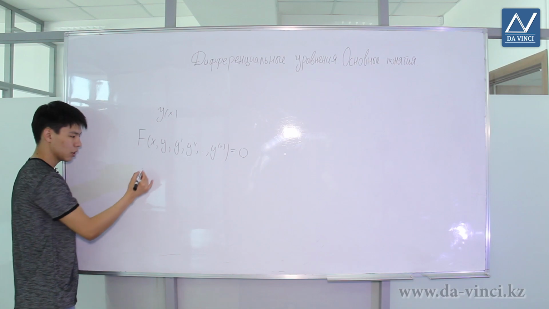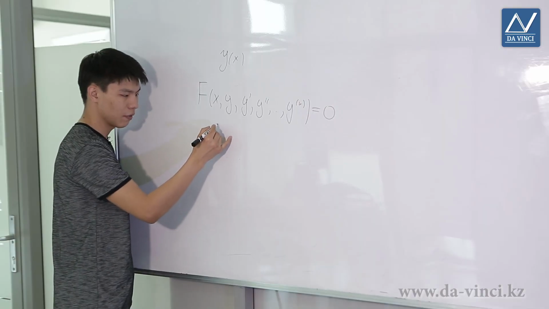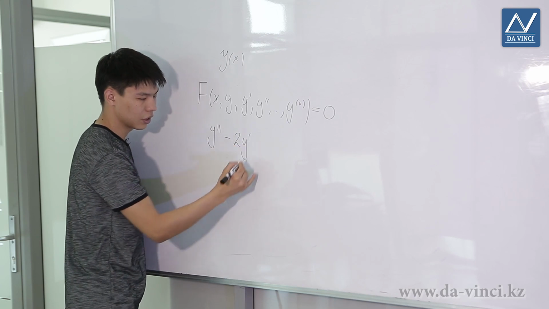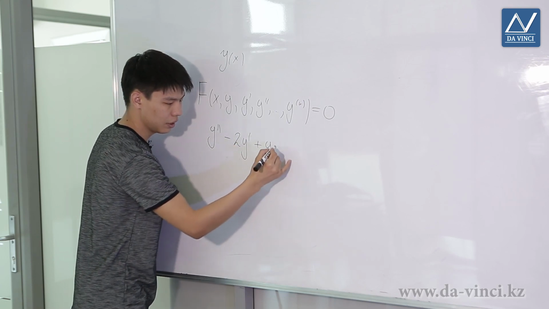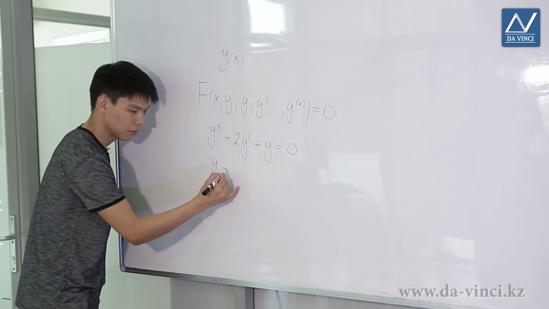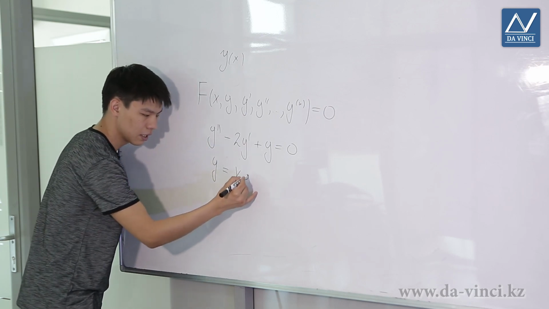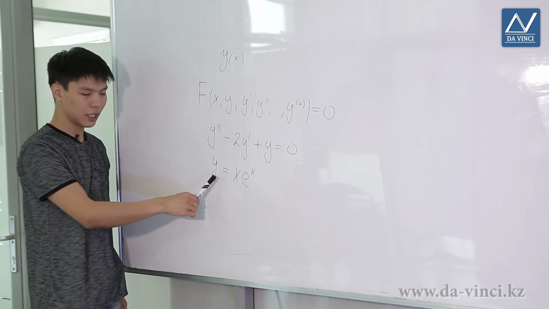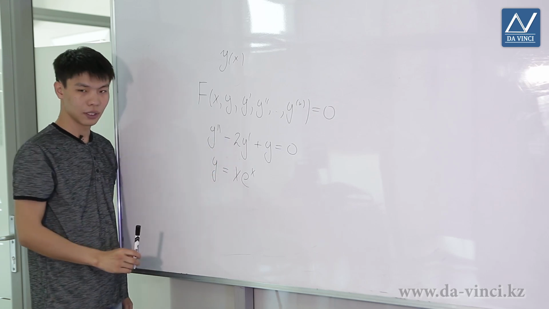For example, let's say we have such a differential equation: y double prime minus 2y prime plus y equals 0. It is required to prove that the function y equal to x e to the power of x is the solution to this equation. In order to prove it, we need to substitute this function into this equation.